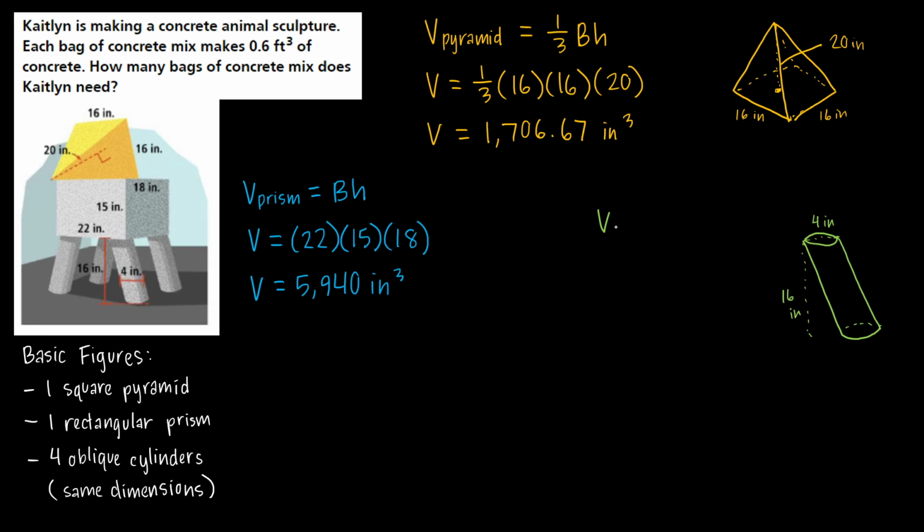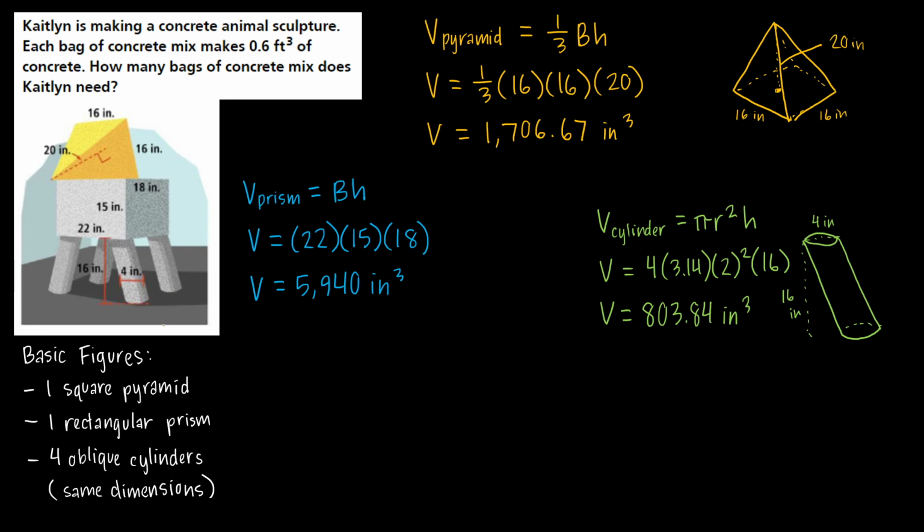So the volume of any cylinder, oblique or not, is area of the base times height, or pi r squared times height. Since we have 4 of those same exact cylinders, we're going to multiply that formula by 4. So volume equals 4 times pi times the radius, which is 2, squared, times the height, which is 16. With those calculations, I'm getting the volume of all 4 cylinders to be 803.84 cubic inches. So when you have multiple figures with the same dimensions, you can find their volume without having to add up, for example, 4 cylinders worth of volume.